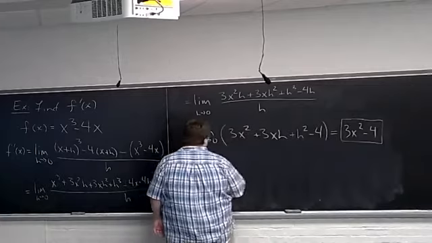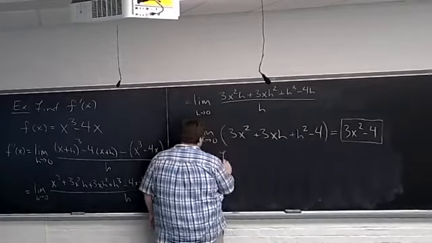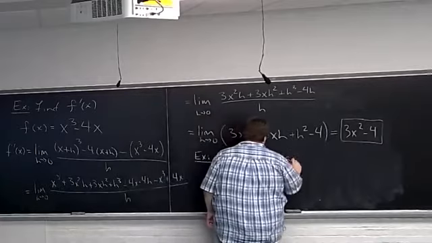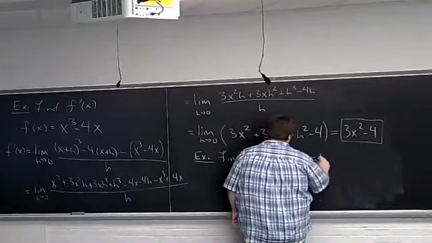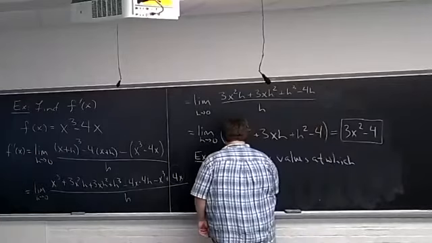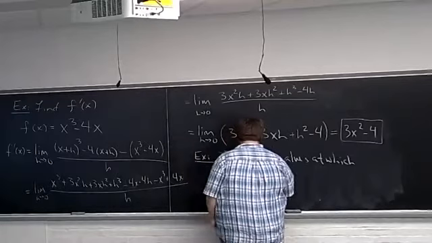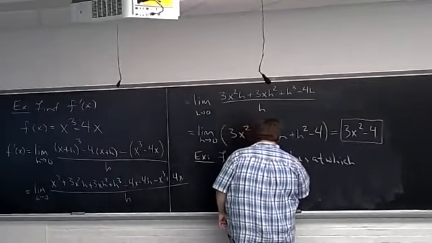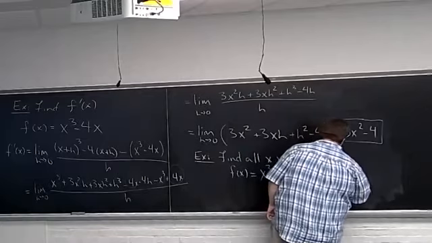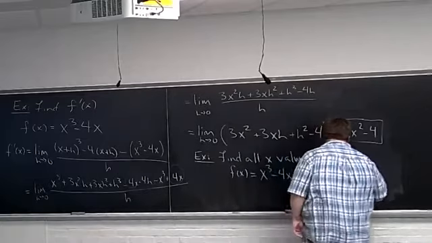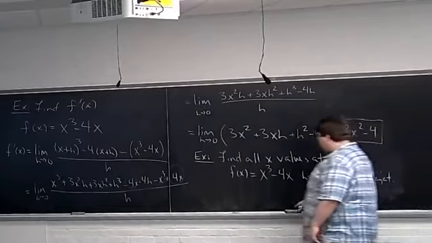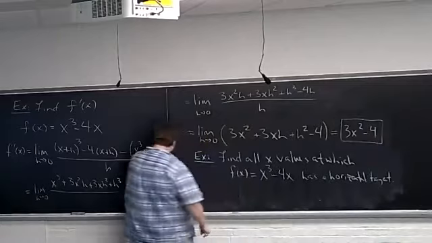Let's do one consequence of this. Find all x values at which f of x equals x cubed minus 4x has a horizontal tangent. Find all x values at which that has a horizontal tangent.